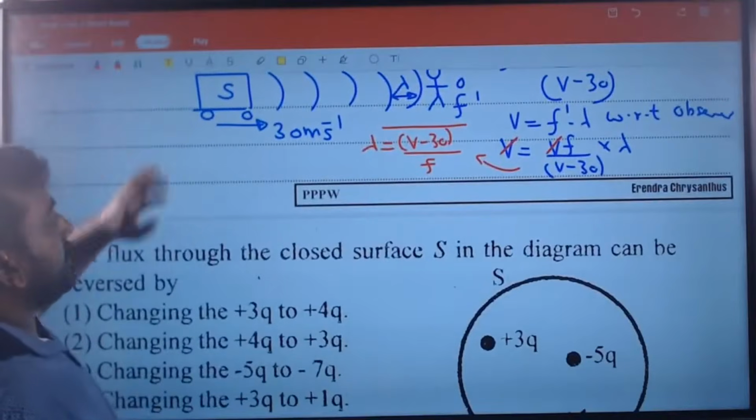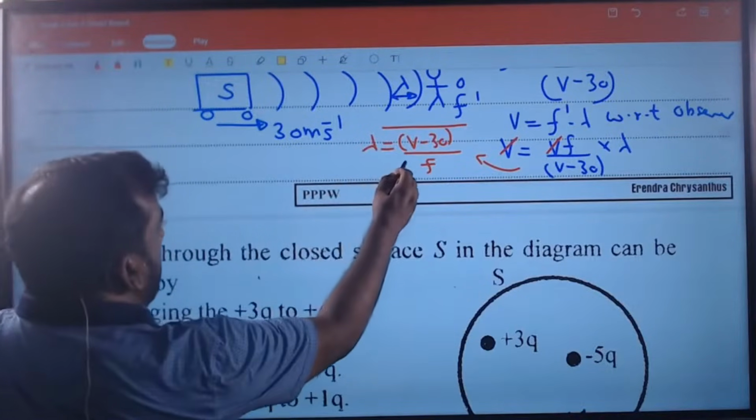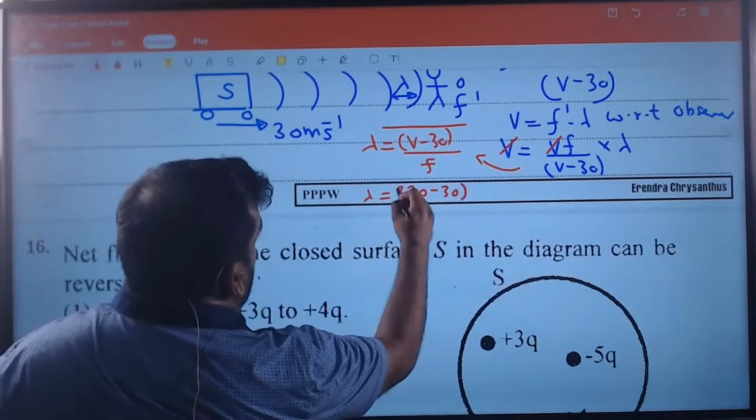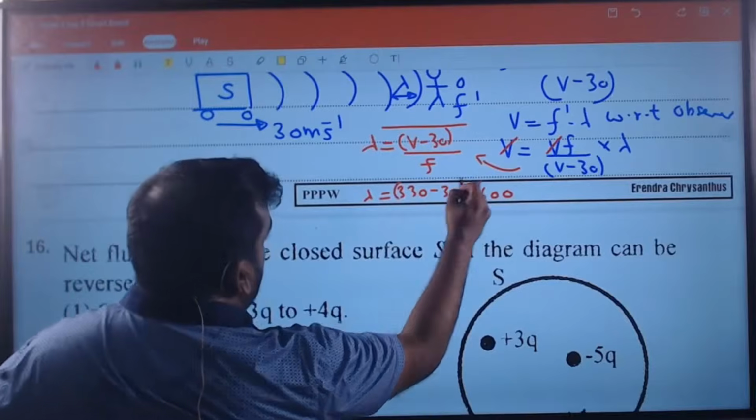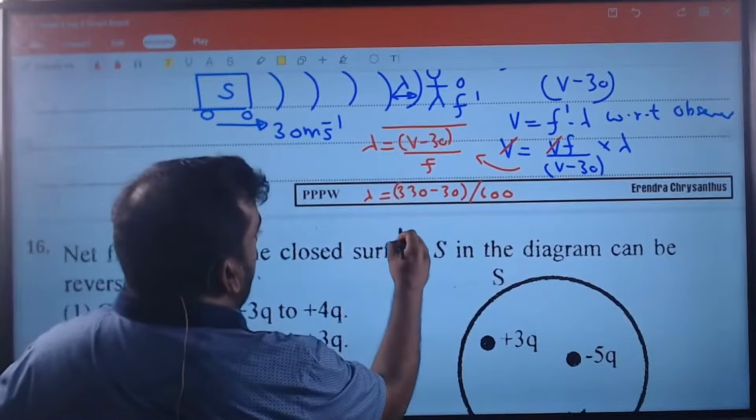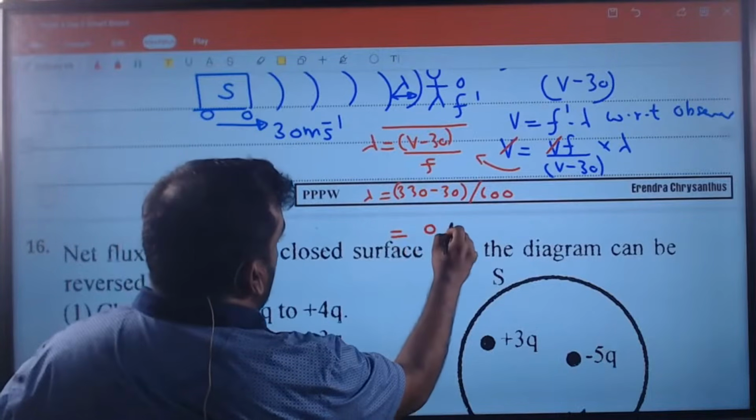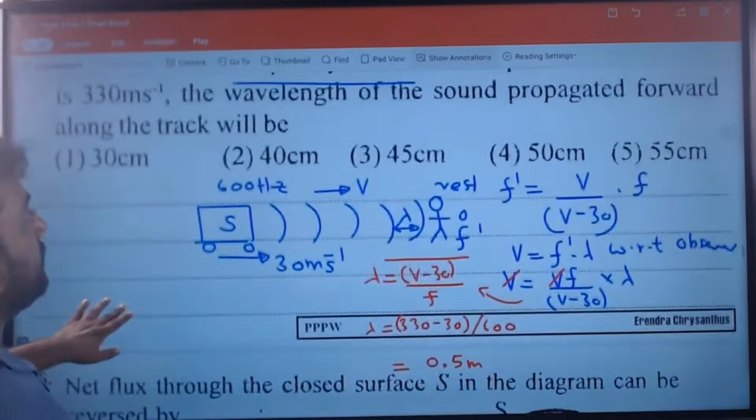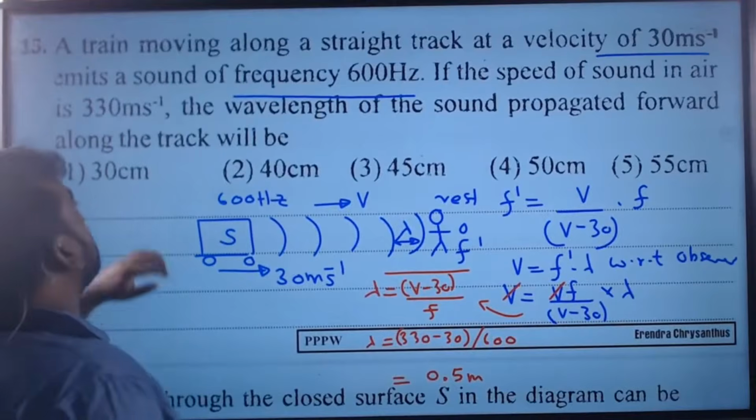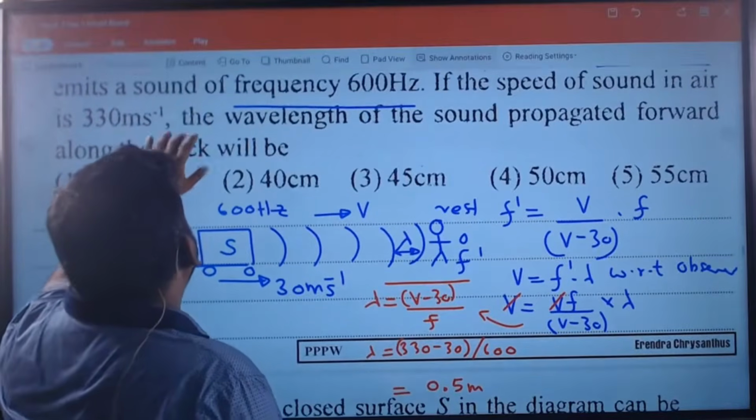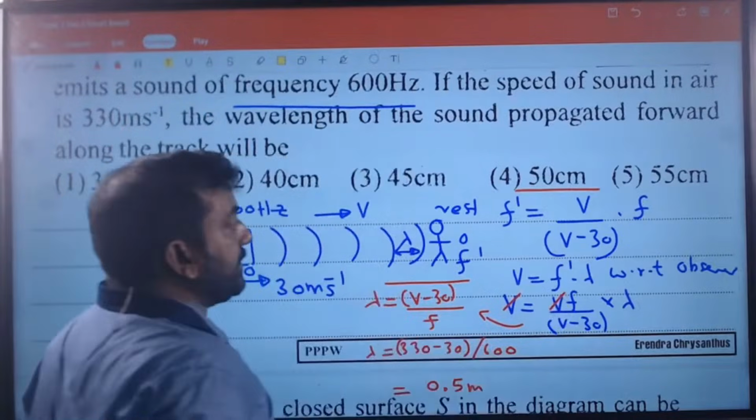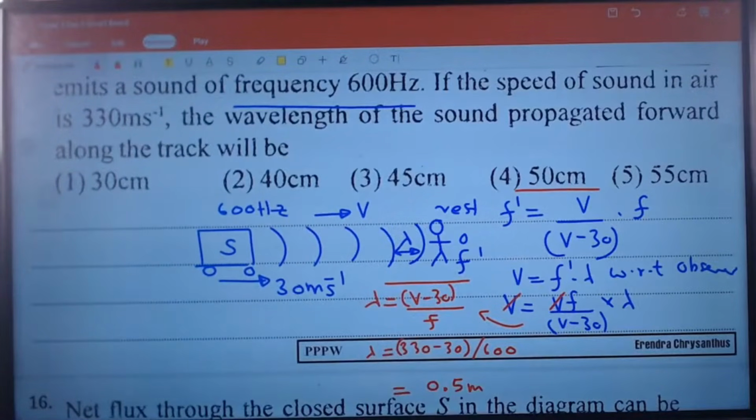Do the simplification. 330 minus 30 divided by 600. 300 divided by 600 is 0.5 meters. 0.5 meters means 50 centimeters. Answer is answer number 4.